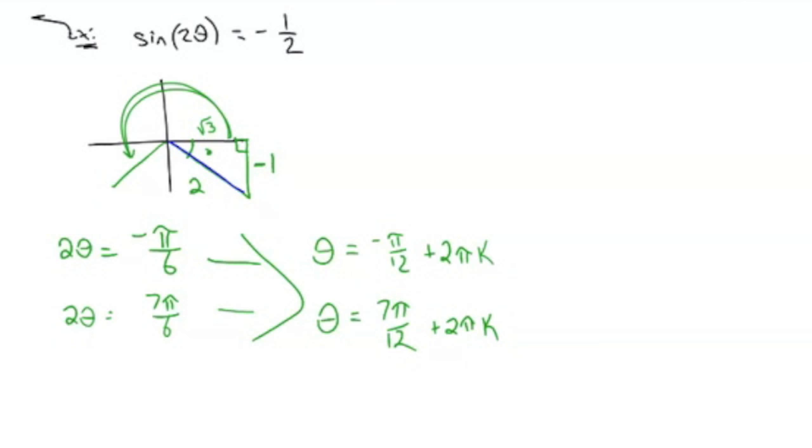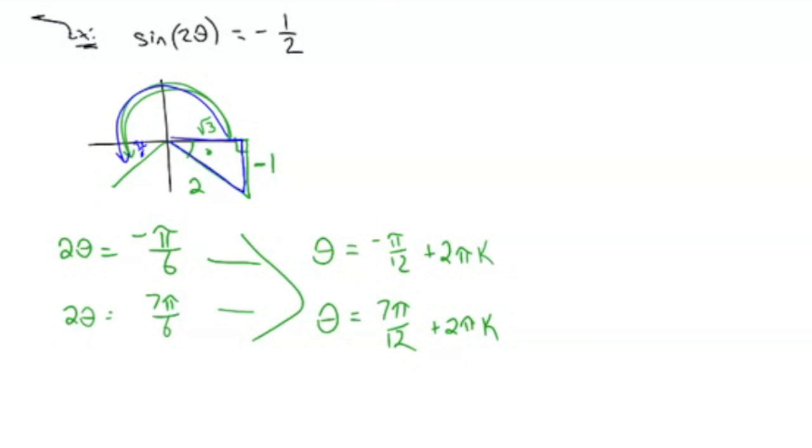This is one of the triangles we drew here, right? So that gave us the negative pi over 6. But sine is negative in another quadrant. It's also negative in the third quadrant. So if this reference angle is pi over 6, the measure of this angle wrapping around to it is 7 pi over 6. Now, solving for theta, you have to divide both of them by 2, and you get these answers.